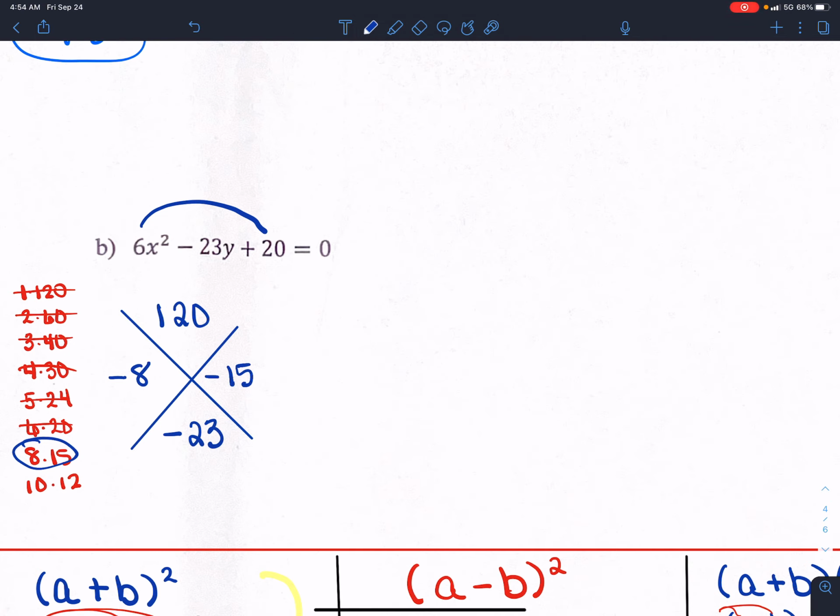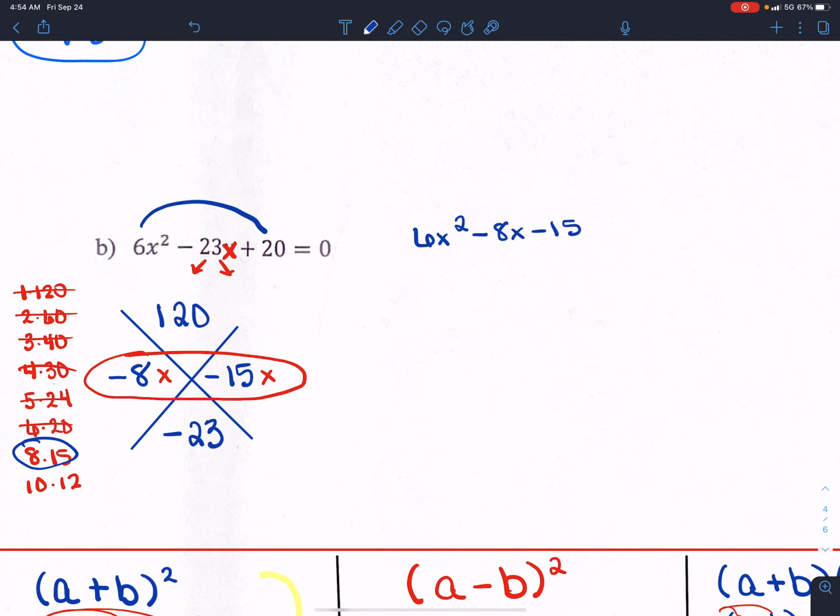Okay. But once we find those two factors, we're going to rewrite our equation. But instead of negative 23y, oops, that should be an x. That should be an x there. Instead of negative 23x, we're going to break it apart into negative 8x and negative 15x. We're going to put these two values in place of negative 23. All right, so we've got 6x squared minus 8x minus 15x plus 20. Okay. So we've taken a trinomial and we've made it into a polynomial with 4 terms.